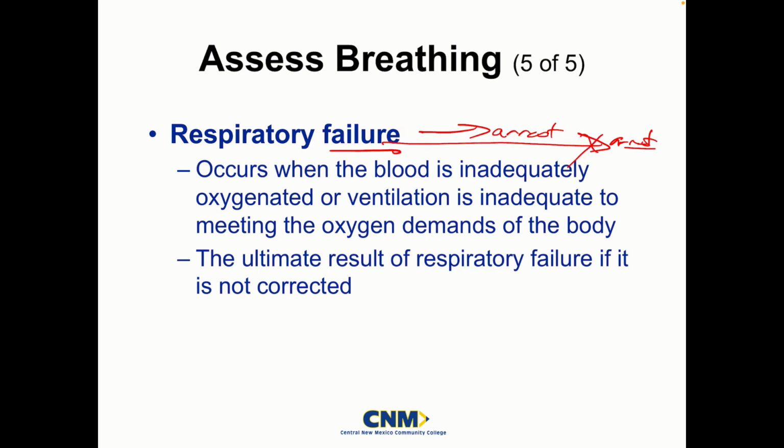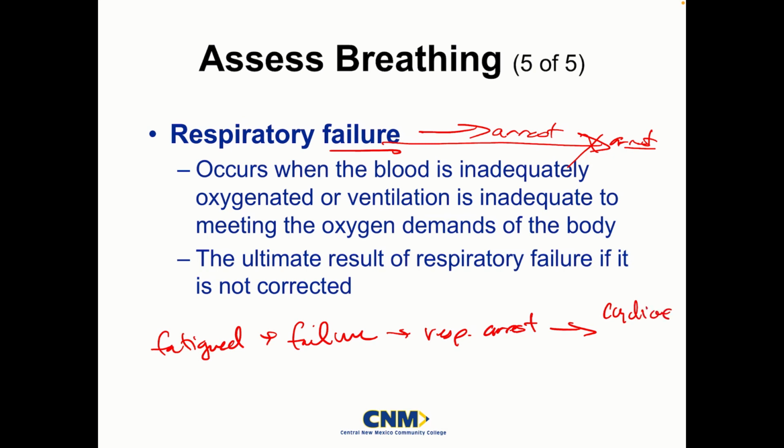So the progression usually is the person breathes a lot, they get fatigued, their respirations start to fail, so their muscles are going to fail, that's failure. And then they progress to respiratory arrest. Once they stop breathing, eventually they'll go into cardiac arrest. Because again, if they're not breathing, they're not bringing oxygen into the body, so the heart won't get any either.